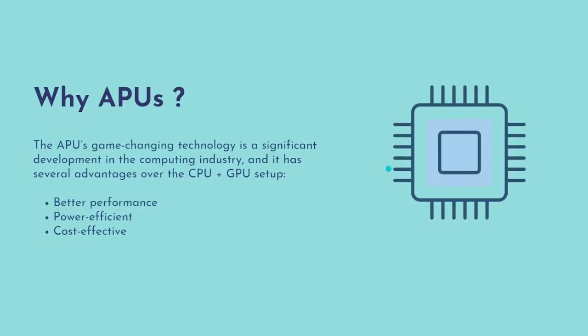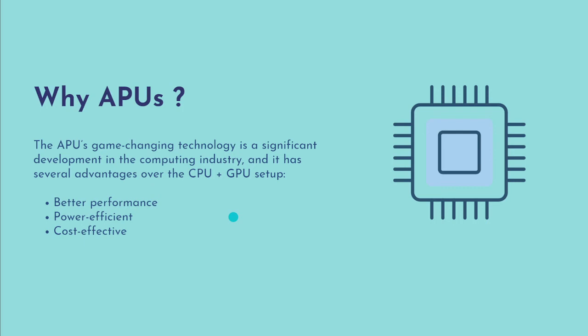So why should we consider APUs instead of a CPU plus a GPU? Well, there are three main key differences or advantages: performance, power efficiency, and the cost. For performance, basically blending a CPU and the GPU in the same chip improves the data transfer rate significantly, since they are now using the same bus and sharing the same resources.